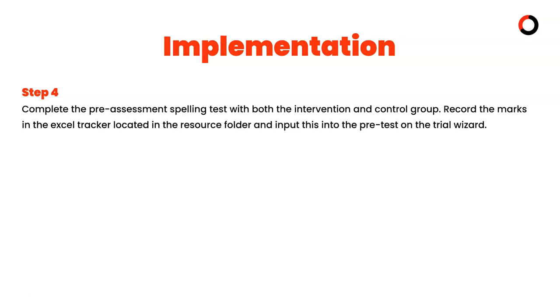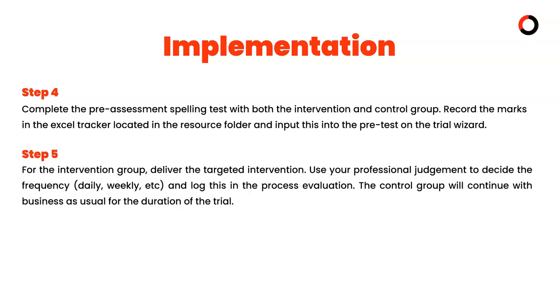So step 4, complete the pre-assessment spelling task with both the intervention and control groups. Record the marks in your Excel tracking spreadsheet and then input this into the trial wizard. For the intervention group, deliver the targeted intervention. Use your professional judgment to decide the frequency, whether it wants to be daily or weekly, but log this in the process of evaluation so we can understand how this has been deployed in your school. The control group will continue as business as usual for the duration of the trial.